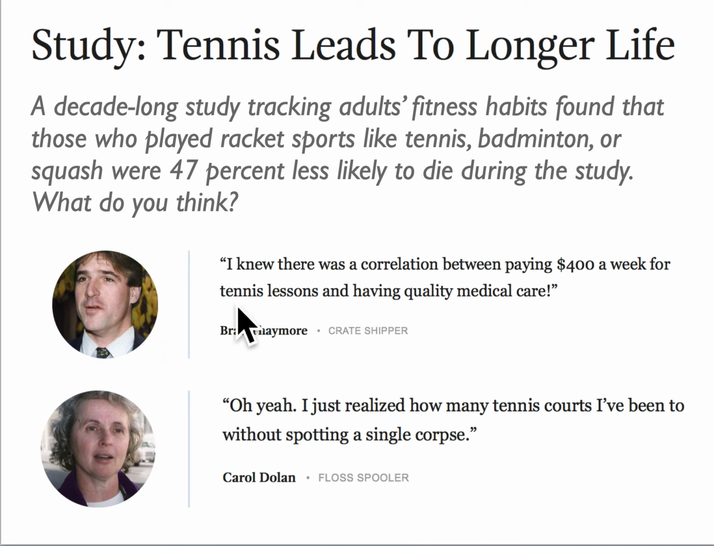So this is pointing out that, well, maybe there's a common cause. Maybe it's tennis not causing longer life. Maybe there's a common cause. There's something that both causes this group of people to play tennis and causes them to live longer, namely being rich. If you're rich, you can afford to play tennis. But if you're rich, you also get better health care and so on.